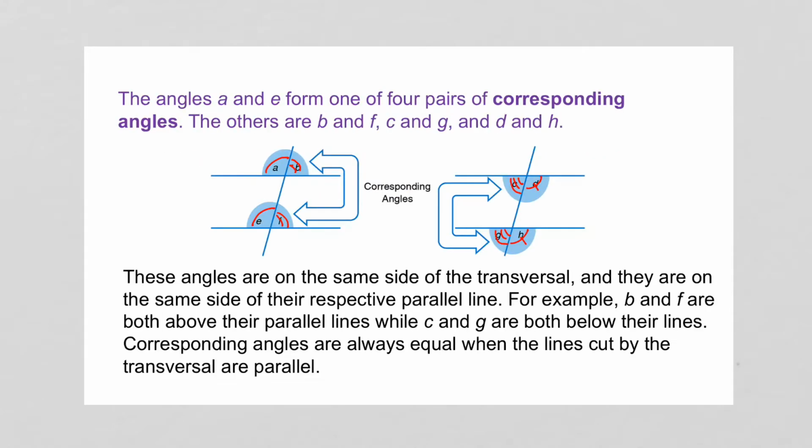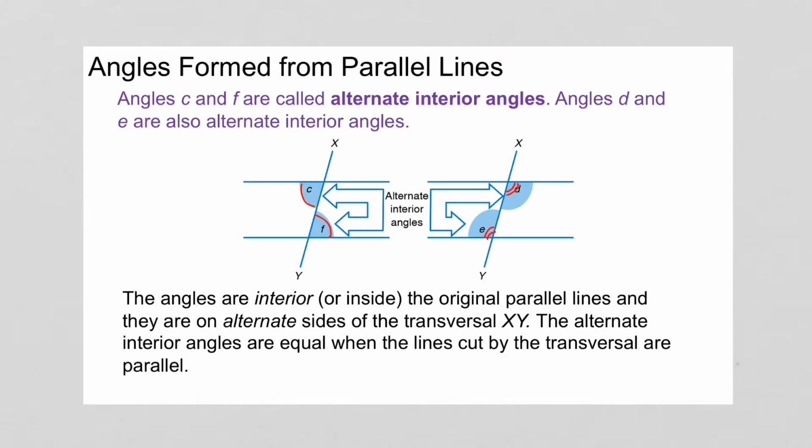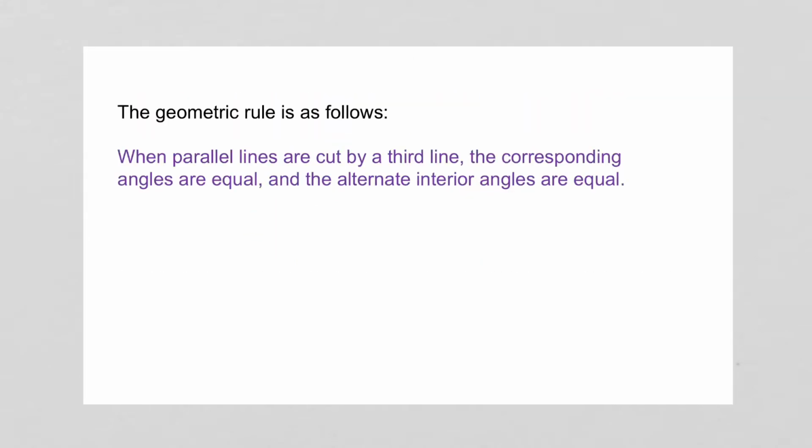And notice how I put the marks on there so that you could see that those angles are equal. They are. That's another theorem, or as we're calling here, a rule. When parallel lines are cut by a third line, a transversal, the corresponding angles are equal, and the alternate interior angles are equal.